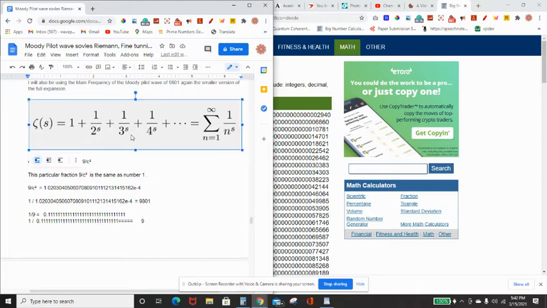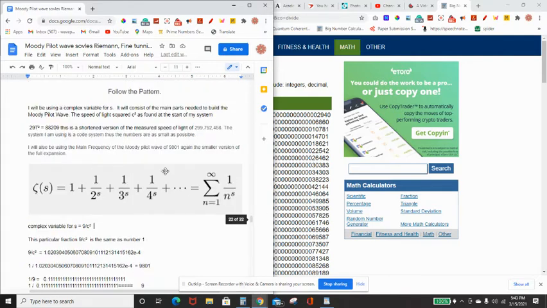So it's got to add by 9 to stay harmonic. So I use the 9. I divide that by C squared, which is 297 squared, which is 88209. Okay.